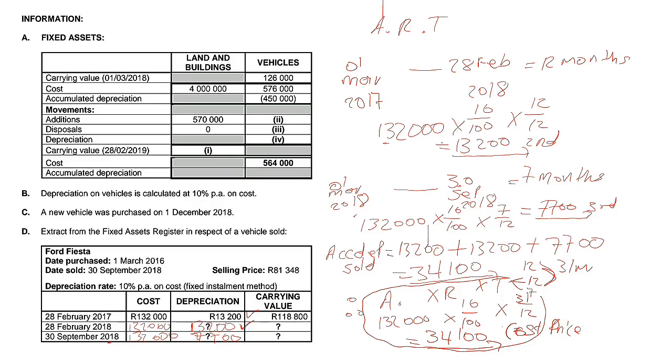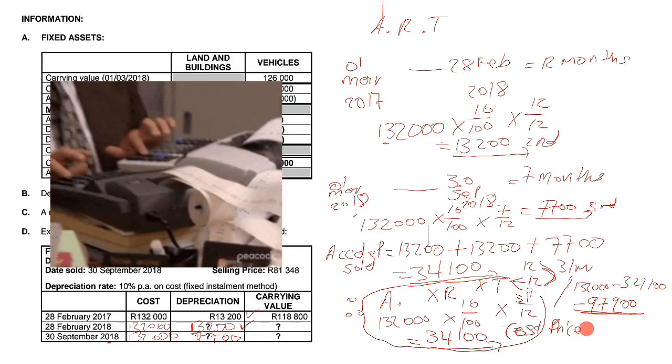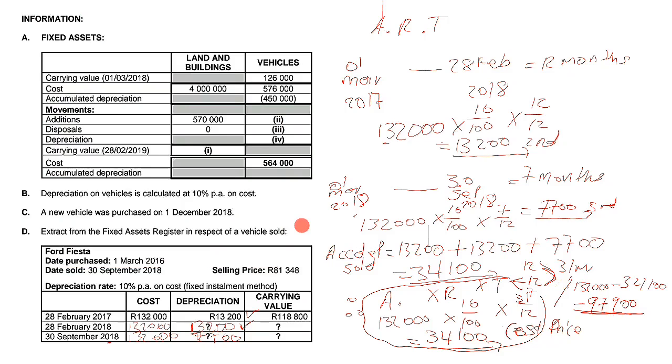So meaning our Roman figure 3, our final answer, is going to be cost of 132,000, right? So you minus your accumulated depreciation of 34,100. So meaning our disposal carrying value is going to be 97,900. So Roman figure 3, our answer is 97,900. Right, so we move to depreciation, which is Roman figure 4.